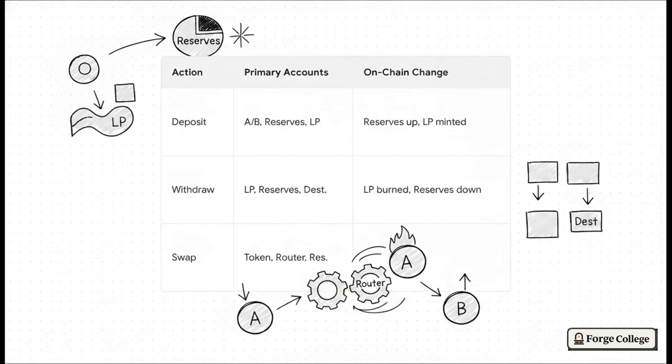Let's walk through this matrix carefully so we know exactly how each mechanical action shifts the on-chain balances. A deposit uses tokens A and B to increase reserves and mint LP tokens. A withdraw burns LP tokens to decrease reserves and send funds to your destination. A swap uses your token account and the router to decrease token A and increase token B in the reserves. Understanding these shifts is how you prevent your coordinator from throwing a wrench in the gears and causing a failure.